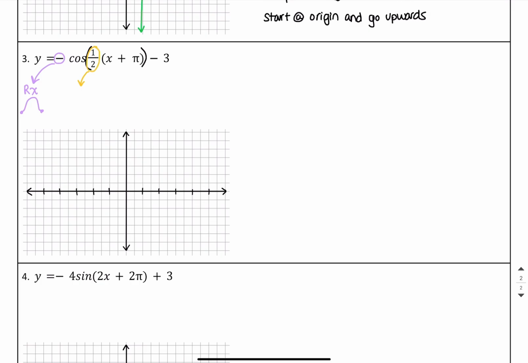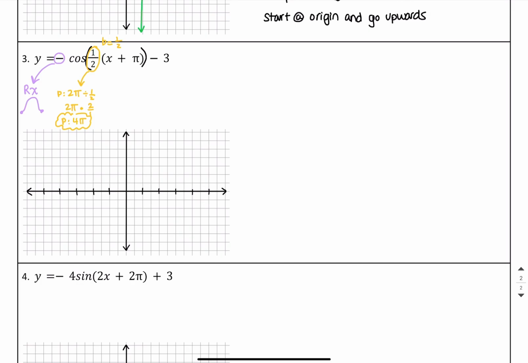Since I know my b is equal to 1/2, I'm going to do 2 pi to find the period. I'm going to do 2 pi divided by 1/2, which is the same as 2 pi times 2/1, which gives me 4 pi. So the period is 4 pi, that I need to keep in mind.